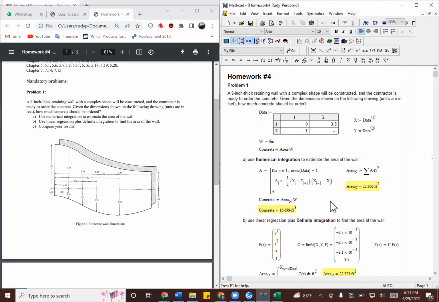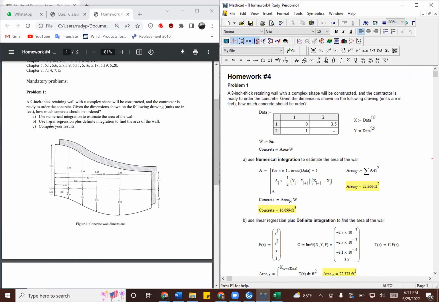Okay. So that's the data table. X for your X values, Y for your Y values. And then, so this is a wall that they made. So these are the frame of the wall. And the distance here is 9 inches. Yes. So it's 9 inches. So it's asking you how much concrete you need. So you find the area of this, and then you just multiply it by 9 inches.